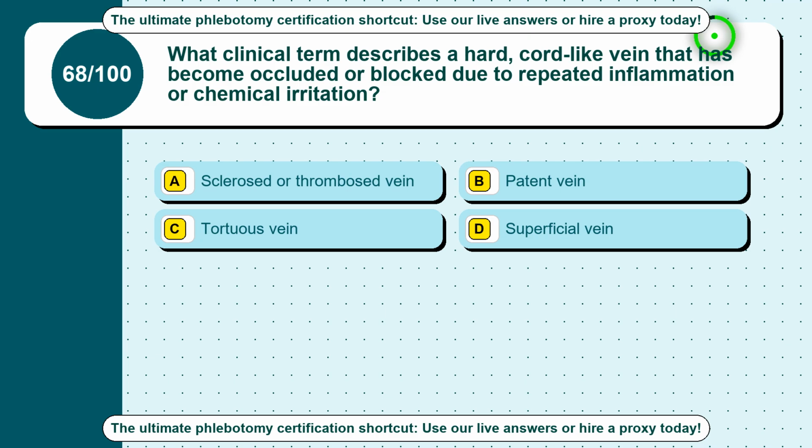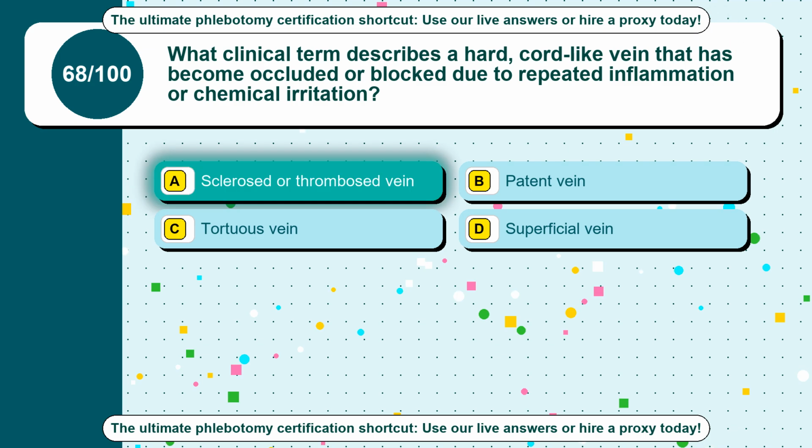Question 68. What clinical term describes a hard, cord-like vein that has become occluded or blocked due to repeated inflammation or chemical irritation? Option A, sclerosed or thrombosed vein. Option B, patent vein. Option C, tortuous vein. Option D, superficial vein. The correct answer is option A, sclerosed or thrombosed vein.